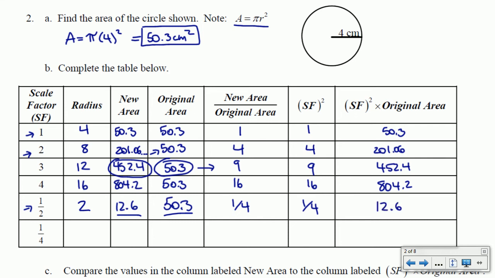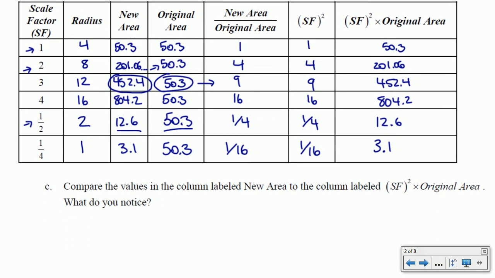I would encourage you to do the last row on your own, so you can pause the video right now and check your answer in 1 second. So here's the result of the last row. And if we compare the values in the column labeled new area to the values in the column labeled scale factor squared times original area, you should notice that they're the same.